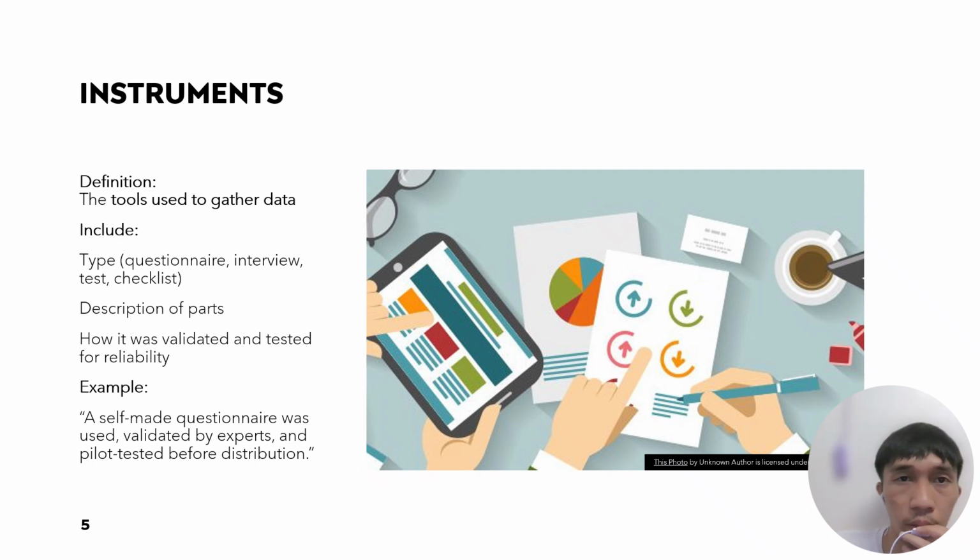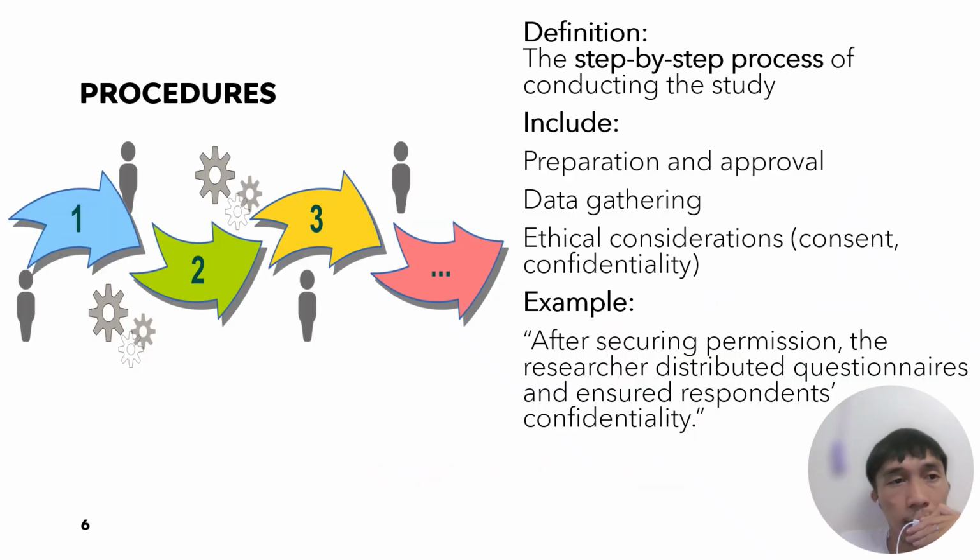So that is instrument. The next part is procedure, the step-by-step process of conducting the study. The procedure section explains how we carried out our research. It includes how we prepared the questionnaire, secured permission from the school, distributed the survey, and made sure participants' answers were confidential. This section shows that our study followed ethical research practices. An example is: after securing permission, the researcher distributed the questionnaire and ensured respondents' confidentiality. So that is procedure.